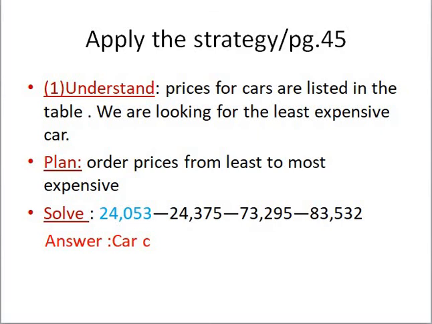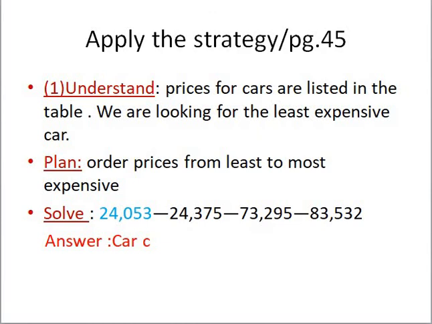So what do you understand? I understand there are prices for many cars, and that Mr. Kramer is looking for the least price, or the least expensive car. So my plan is to order them. If I order, I can find the least expensive. When I order, I find out that he wants car C. So the first answer is car C.